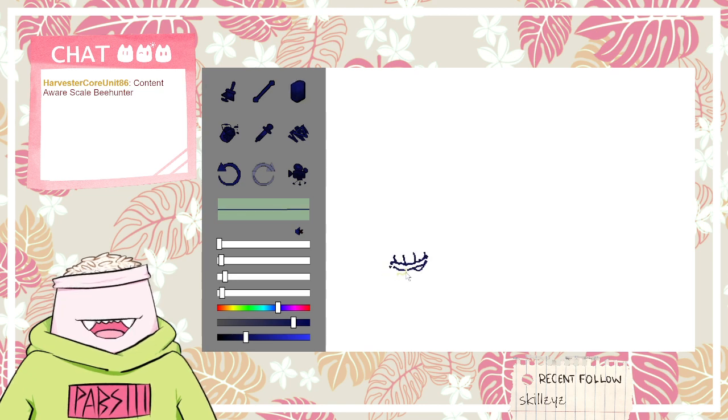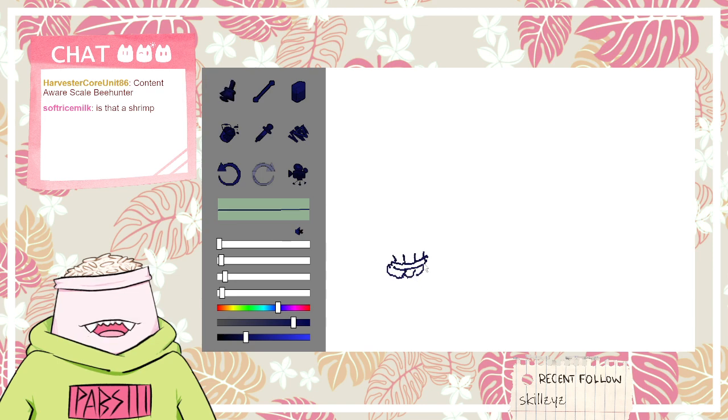Content-aware scale Beehunter. Alright, hang on. Is that a shrimp? No, no. This one isn't a shrimp. She's supposed to be a bear. Oh, jeez. These are supposed to be hands holding a pair of brass knuckles. Also, she has 4 fingers now, I suppose. That's life, I guess. Nothing you can do about it.